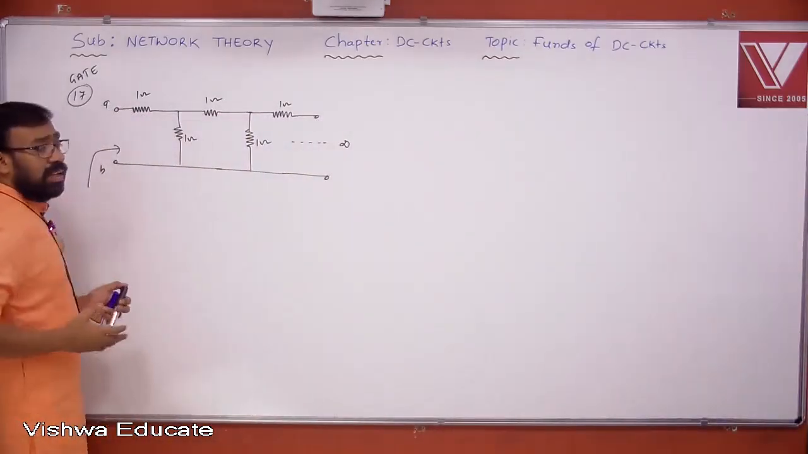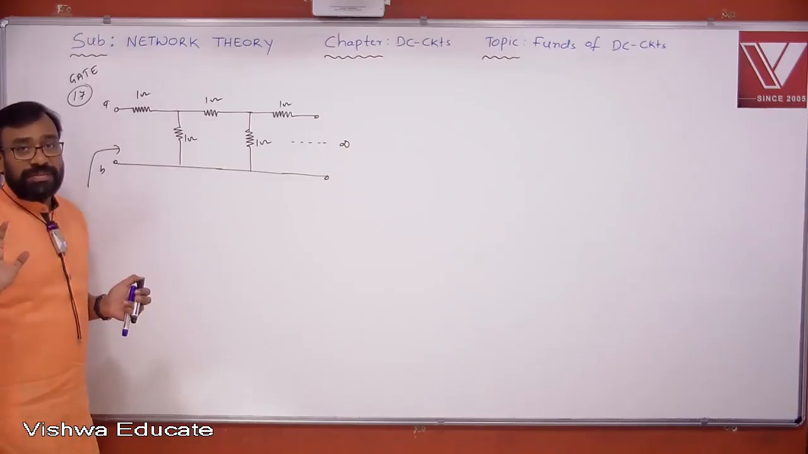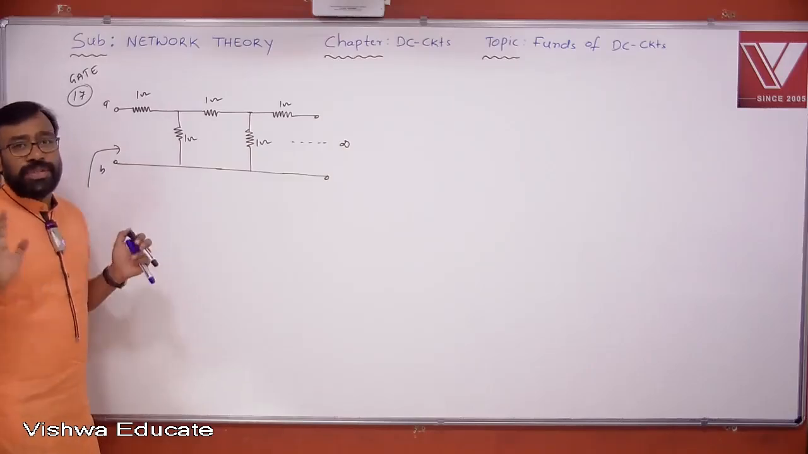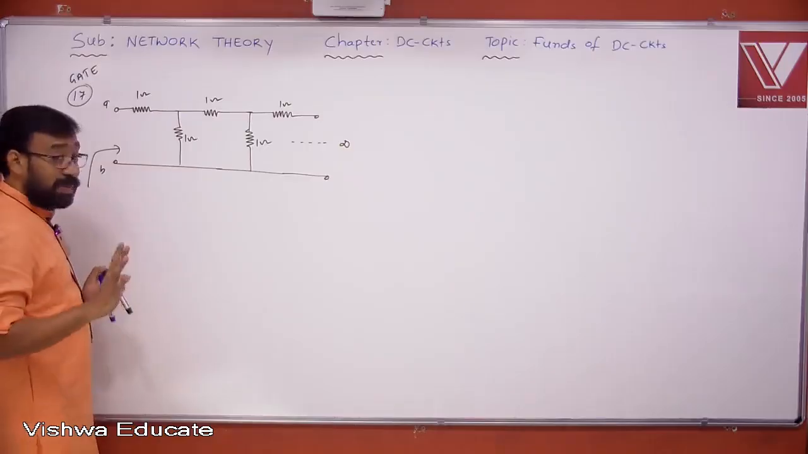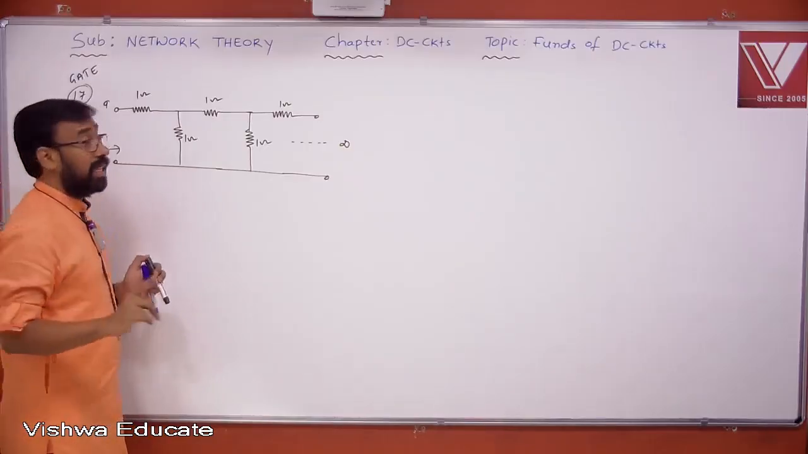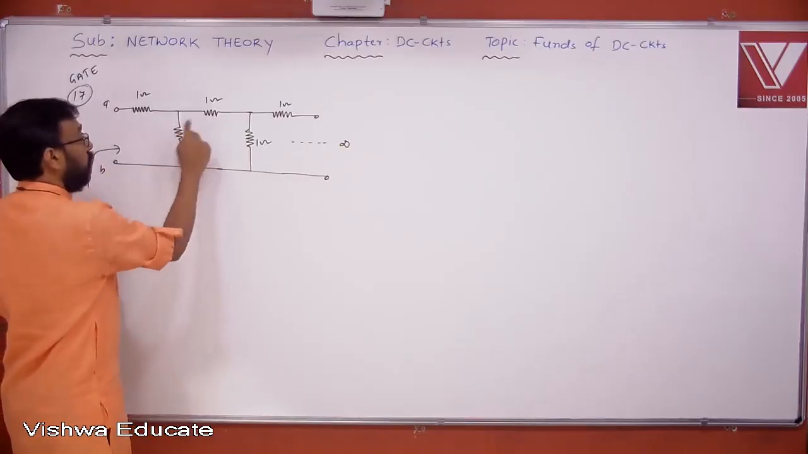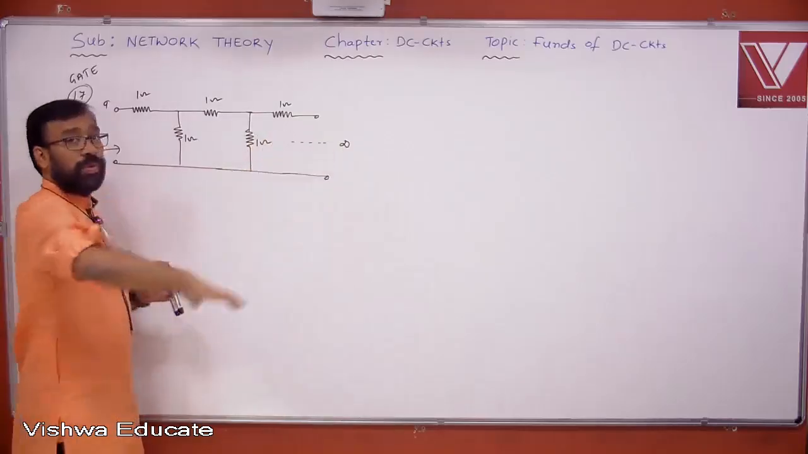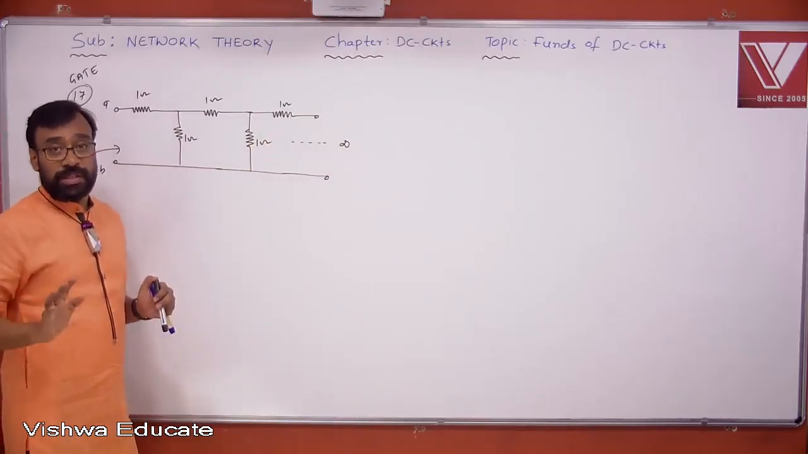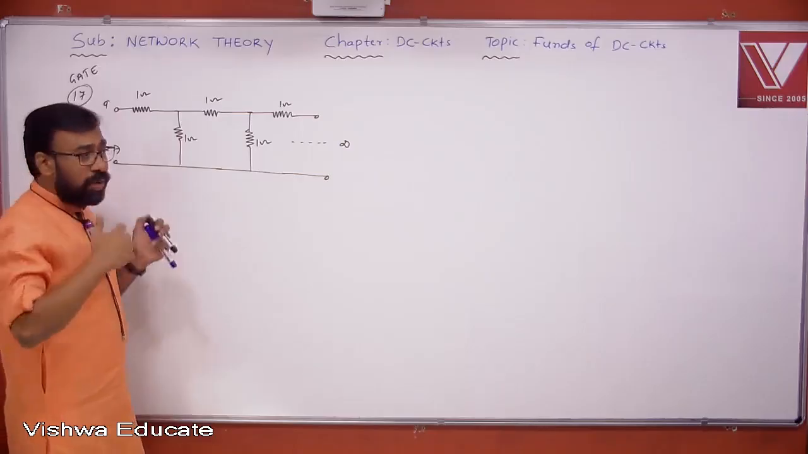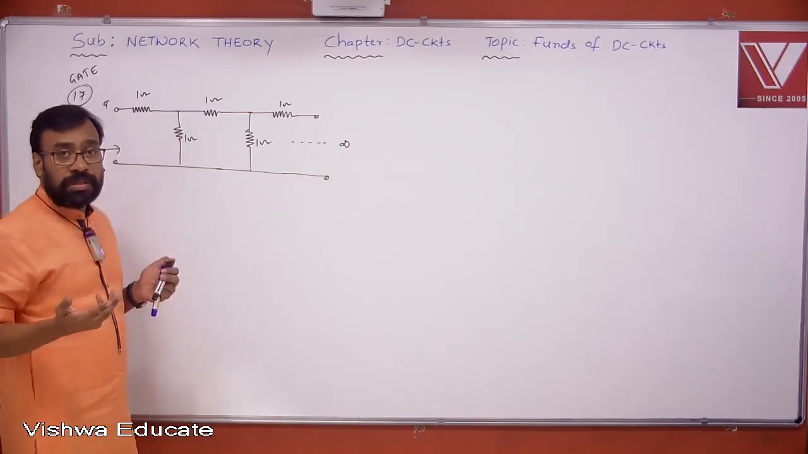See, whenever infinite networks are given, there is a standard procedure. Okay. And remember, you never expect any question in the exam, something like this: 1 ohm, 2 ohm, 3 ohm, 4 ohm, 5 ohm, and so on and so forth. It's impossible for anybody to solve that network, even for me. Okay. Usually you get these questions in infinite networks.